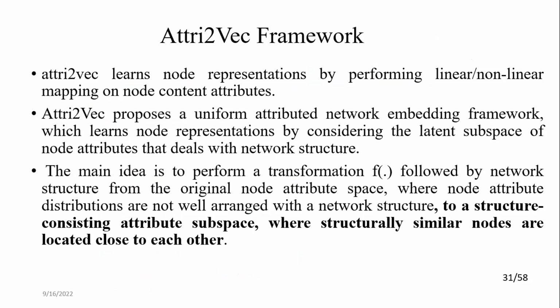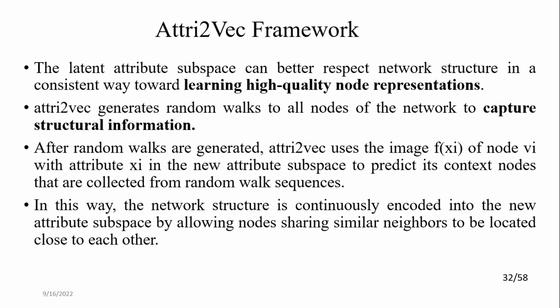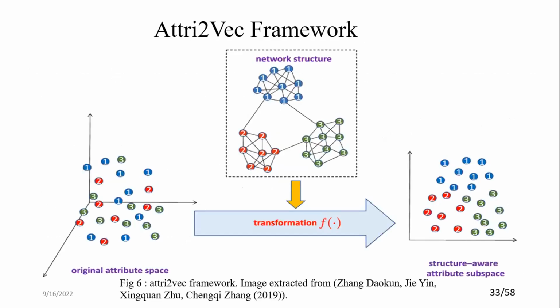Here also we have to learn the node representation by performing linear or non-linear mapping of nodes, contents or attributes. That is, here we are considering the nearest neighborhood, and they are clustered together. Nodes that are close together, based on structural similarity, are considered, and we have to perform a transformation function. So here it is used for learning high quality node representation, clustering the nodes based on how to capture the structural information of the nodes, and then we have to find the transformation.